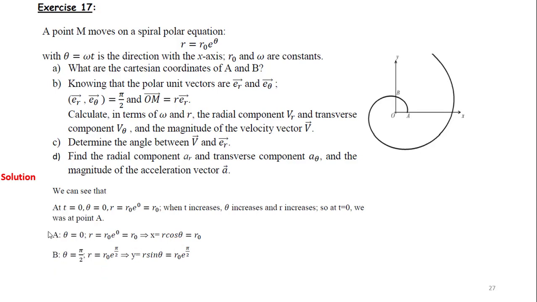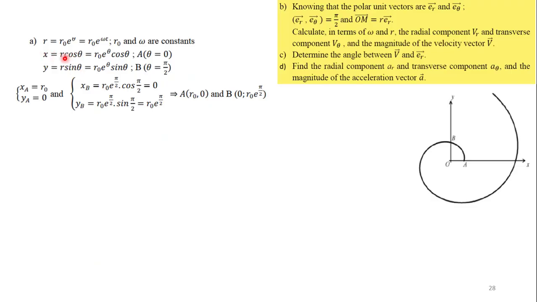So where is the position vector? Let's take a point M, for example here, at any instant of time t. We can write that the position vector OM is equal to r cosine theta i plus r sine theta j. So it's clear that x is equal to r cosine theta and y is equal to r sine theta at any instant of time t. So x is r0 e^theta cosine theta, and y is r sine theta, but r is given as r0 e^theta, so y is r0 e^theta sine theta. This is the expression of x and y for any point on the trajectory.